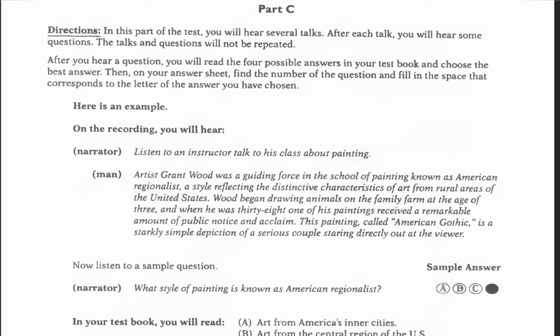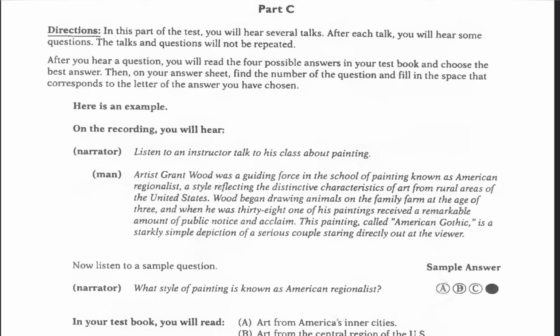Part C. Directions. In this part of the test, you will hear several talks. After each talk, you will hear some questions. The talks and questions will not be repeated. After you hear a question, read the 4 possible answers in your test book and choose the best answer. Then, on your answer sheet, find the number of the question and fill in the space that corresponds to the letter of the answer you have chosen.